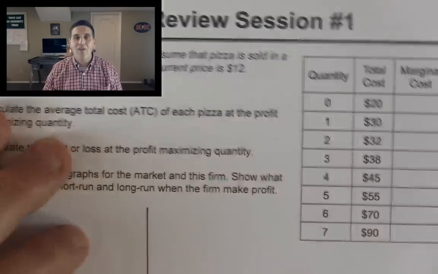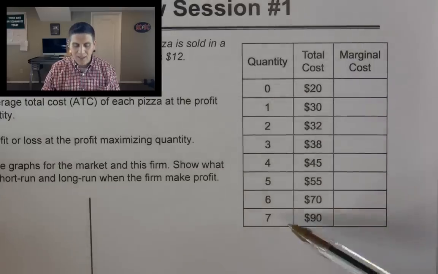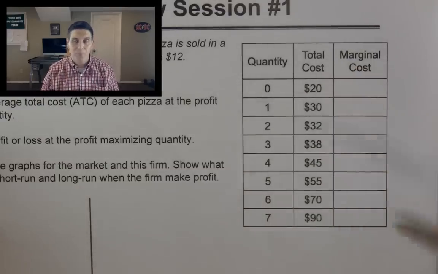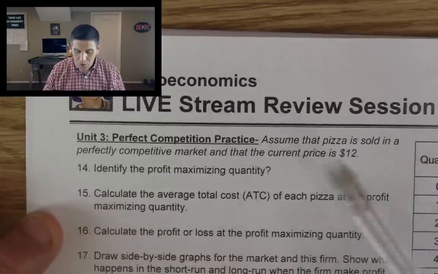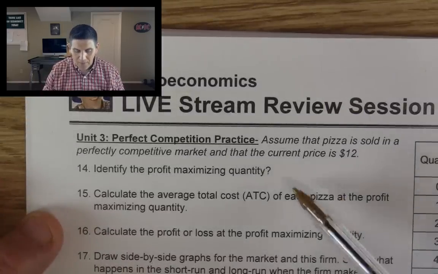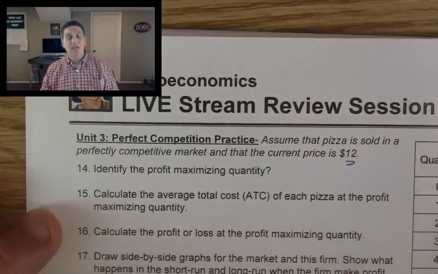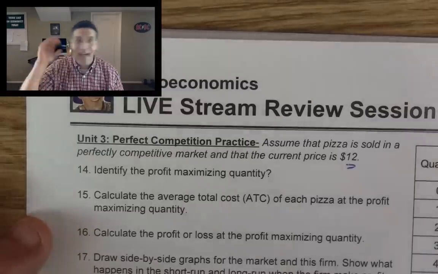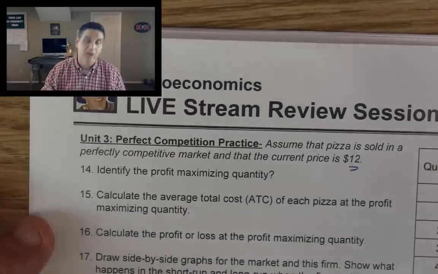So what you'll get is some sort of situation where here's the quantity of pizzas, here's the total cost, and it gives you some space to do marginal cost, and it gives you some sort of scenario. It says, assume that pizza is sold in a perfectly competitive market and the current price is $12. Perfectly competitive means the firm is a price taker, and the price is set at $12. You can sell every single pizza for $12. Another pizza you want to sell for $12, sell it for $12.